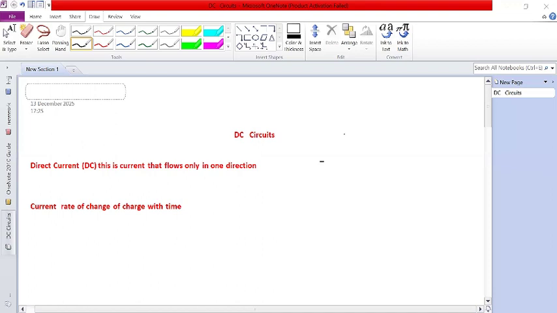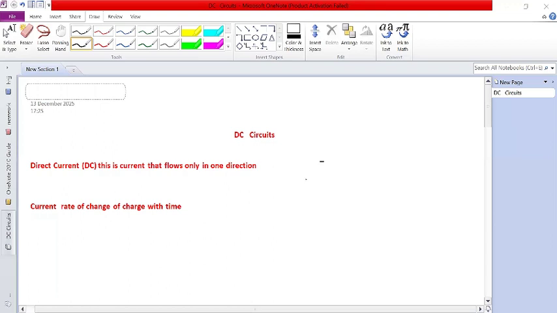Welcome class to our lesson on DC circuits. This is part of a bigger series on electrical trade theory in Zimbabwe. So the first item that we want to discuss is the types of current that we have. So we have DC current, which is current that only flows in one direction. Then we have AC current, which is pulsating current, which changes direction.